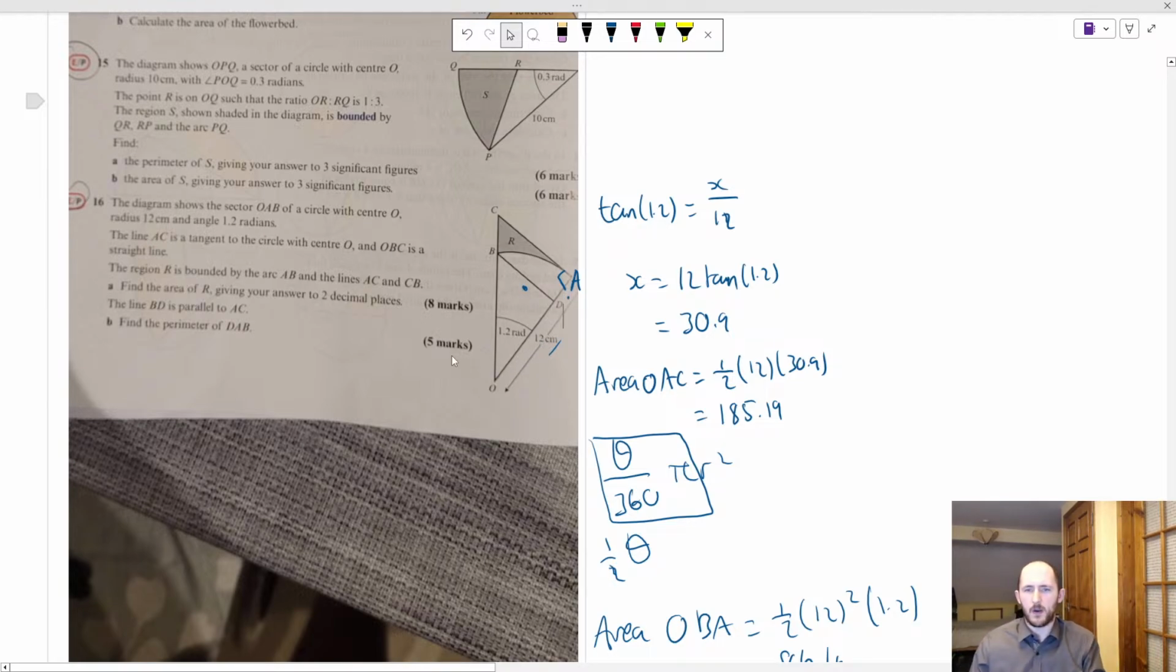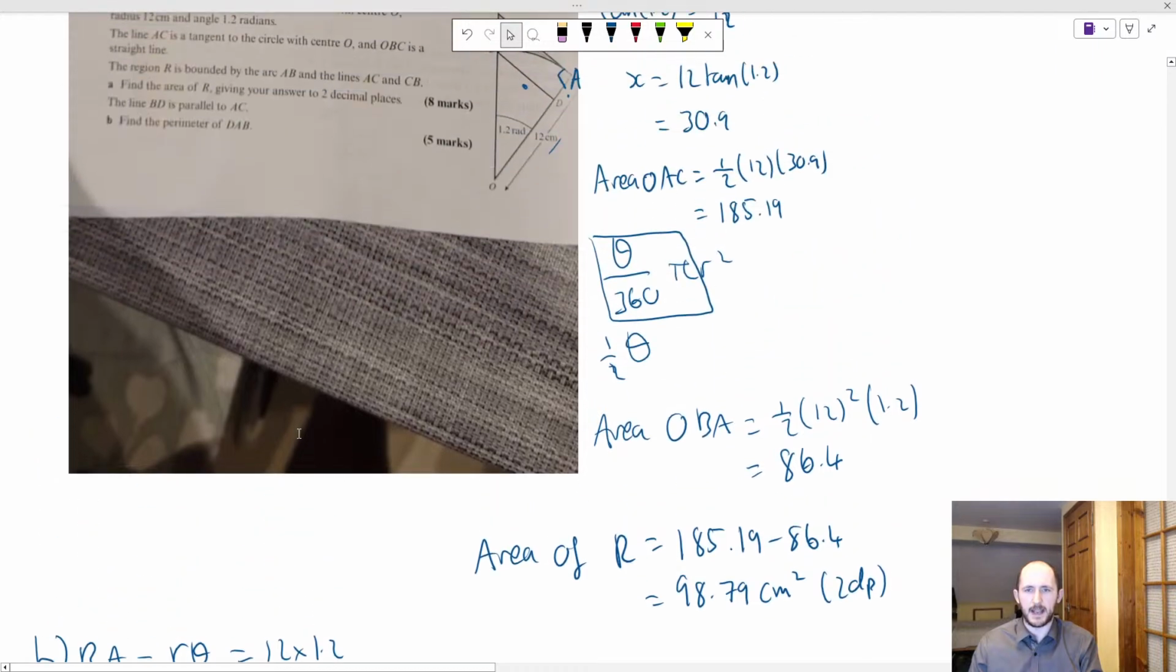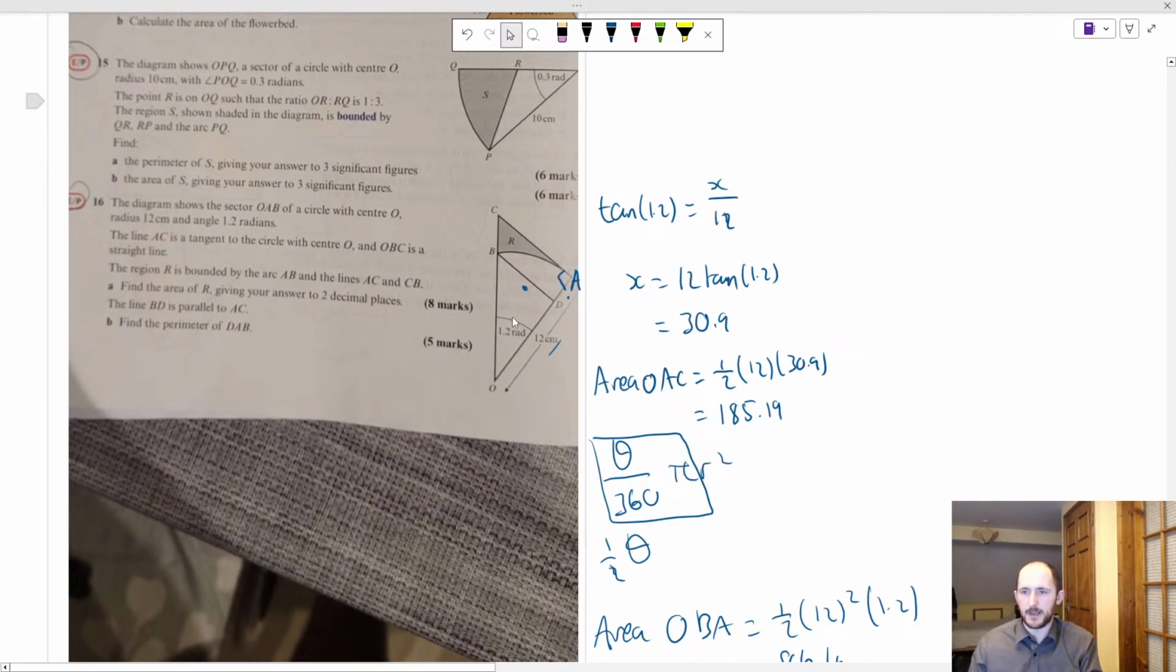So from there, all you need to do is, so we've worked out BA. If you're working out DAB, which as you can see would be there to there to there, we've worked out the curved length. All you need to do now is work out these two sides here using scale factors or trigonometry.